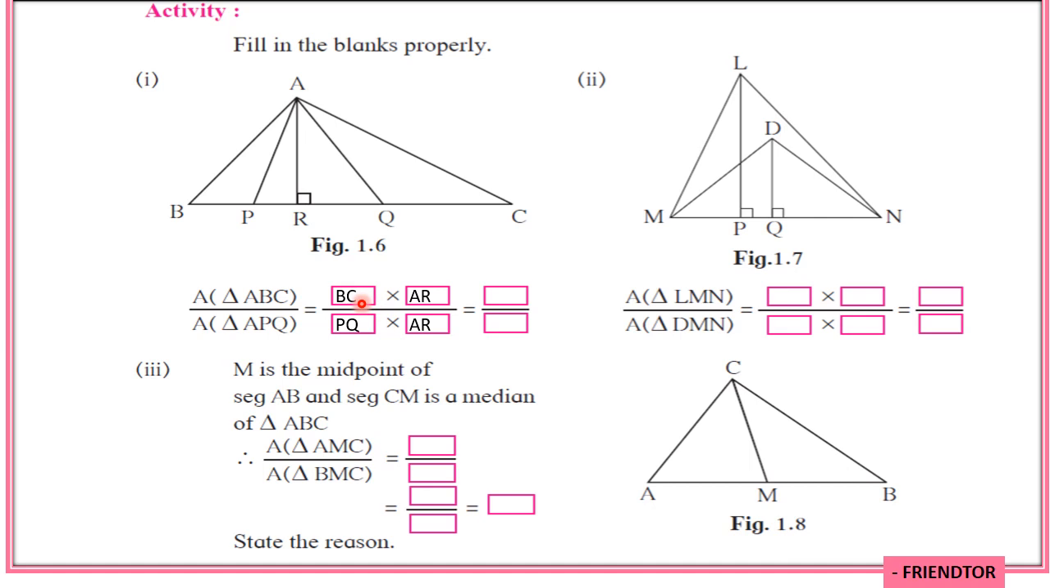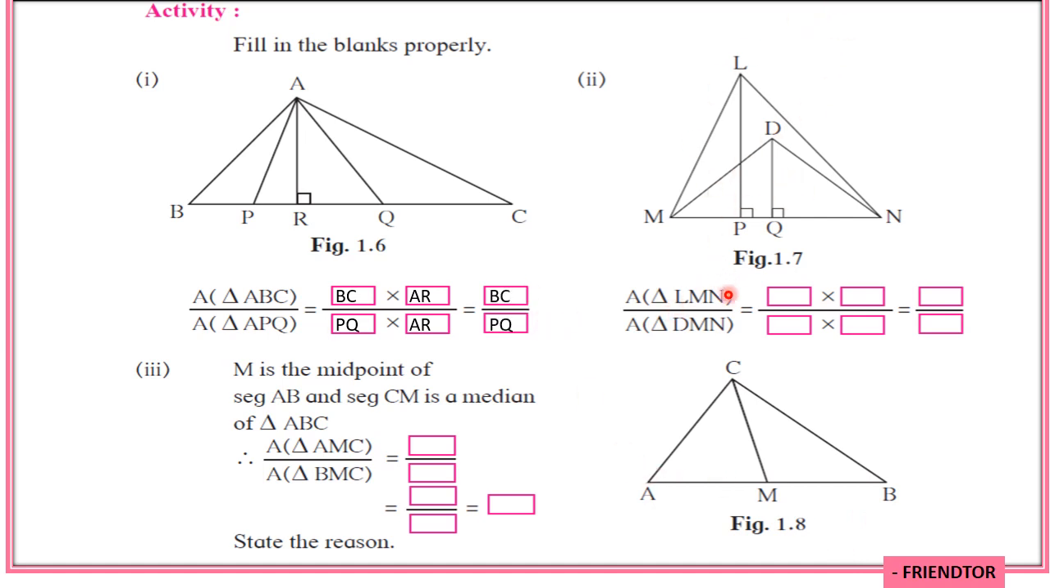Now when we are writing BC or PQ, what we actually mean is the length of the segment BC, the length of the segment PQ, and AR means the length of the segment AR, here also the length of the segment AR. So since it is the same segment, the length will be a common value, those will get cancelled and BC upon PQ will remain.